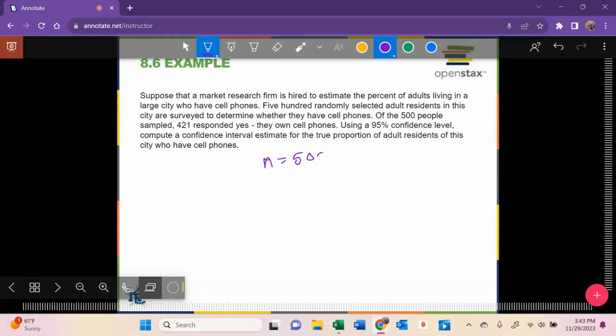So n is 500 because that's how many are surveyed. Of the 500 people sampled, 421 responded yes, they own cell phones. Using a 95% confidence level, compute a confidence interval estimate for the true proportion of adult residents of this city who have cell phones. In this case, having a cell phone is our success, so we have 421. That means we could find our p-hat. Our p-hat, which is the point estimate we're using, is 421 over 500, in case we need that information.